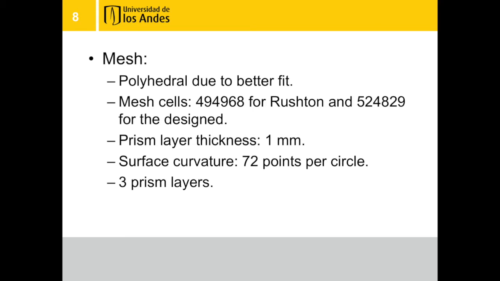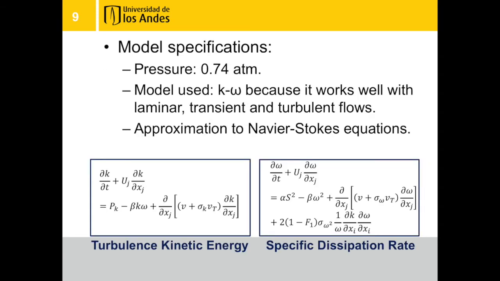The rest of the parameters regarding the mesh were given in the guide, which were a prism layer thickness of 1 mm, 72 points per circle of surface curvature, and 3 prism layers. In the model specification, a pressure of 0.64 atmospheres was assumed because of the atmospheric pressure in Bogota, and water was the fluid to be simulated. The K-omega model was chosen because it can work with laminar, transient, and turbulent regimes, and gives an approximation of the Navier-Stokes equations through the differential equations shown on the screen.